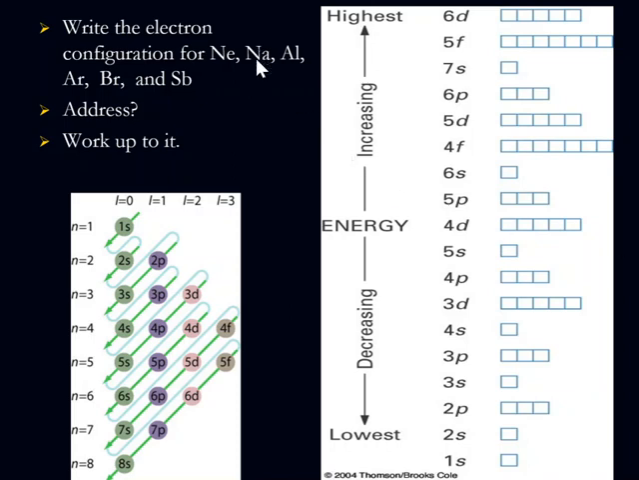Now we're going to do the same thing with sodium. If I look at sodium, sodium is just one more. It has atomic number 11, so it has 11 electrons.